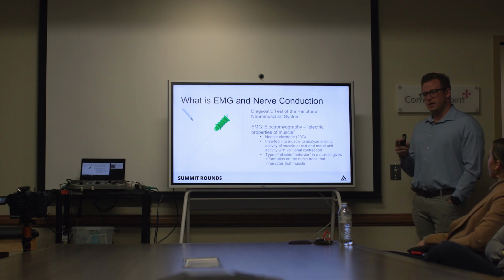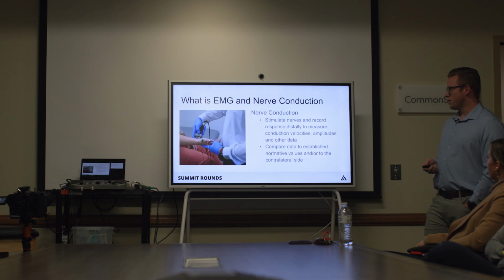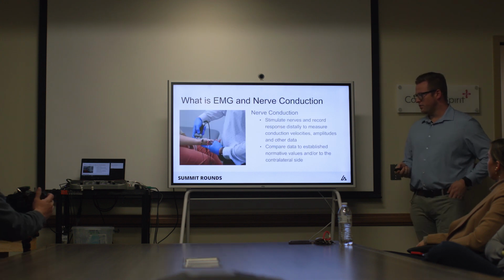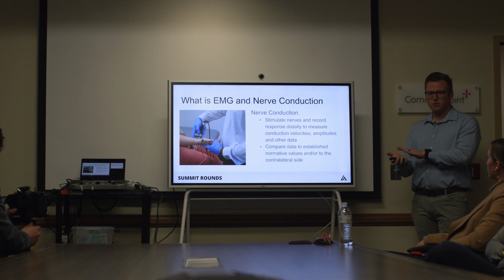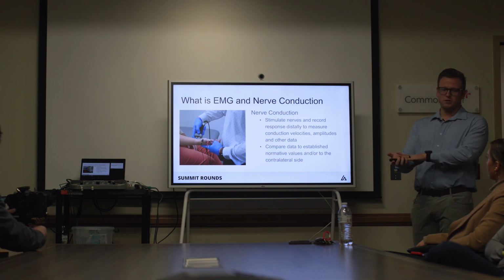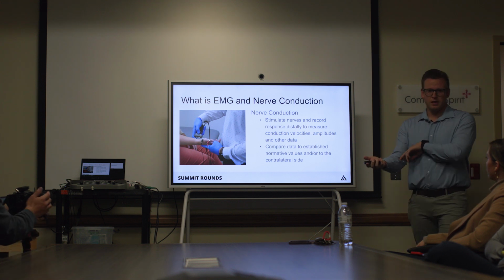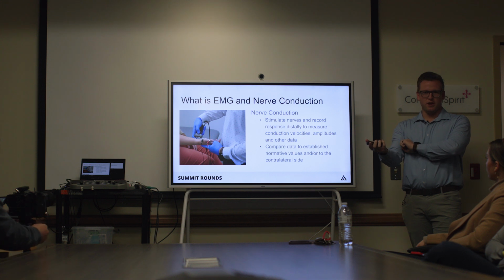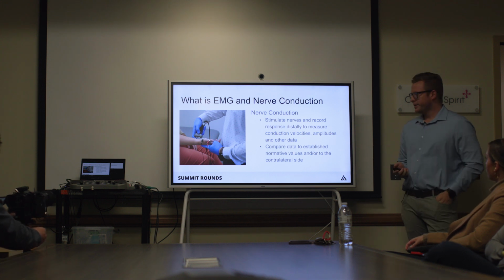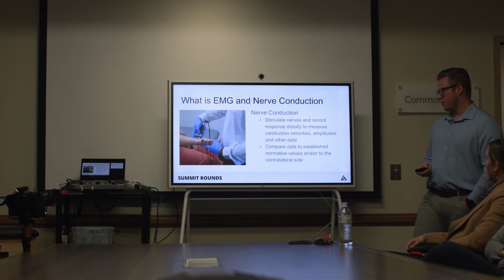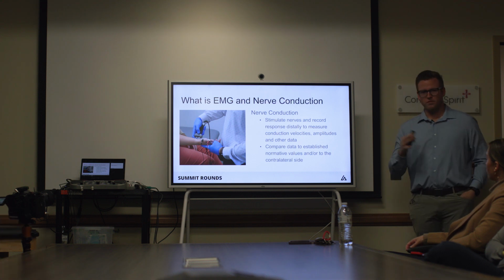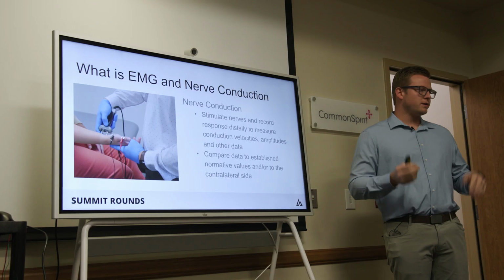There's two parts to the test. The first part, we're actually going to jump forward here, nerve conduction. So we have electrodes placed distally over specific muscles or nerves. We stimulate the nerve upstream, and we can get a bunch of data on how that nerve conducts downstream, conduction velocities, amplitudes, and much more. And then we can compare that data to established normative values, compare side to side.